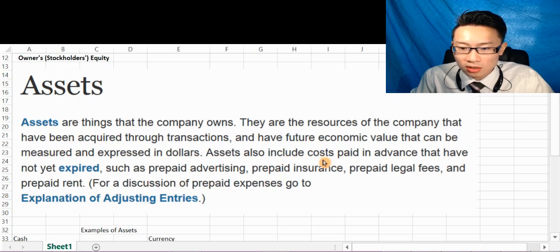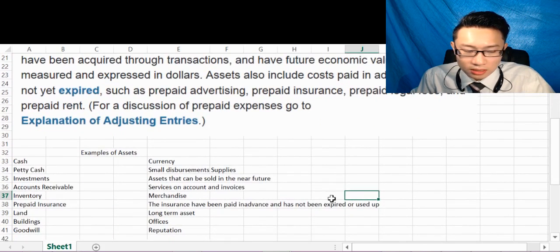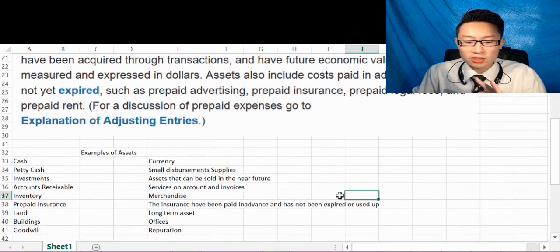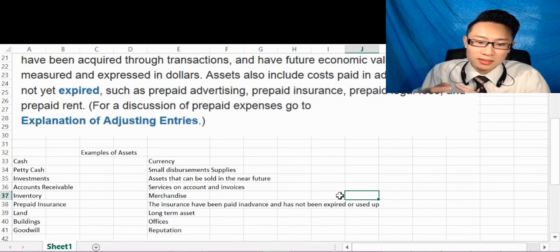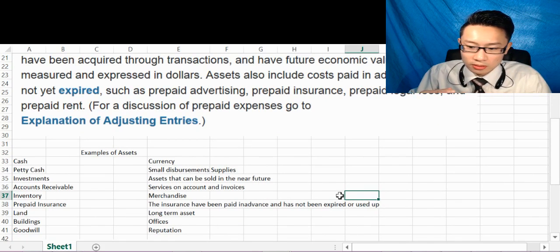Assets also include costs paid in advance that have not yet expired, such as prepaid advertising, prepaid insurance, prepaid legal fees, and prepaid rent. And there are usually three definitions of an asset. The asset has been acquired. Does the company own the asset? And does it result in economic benefits? So those are the three things.